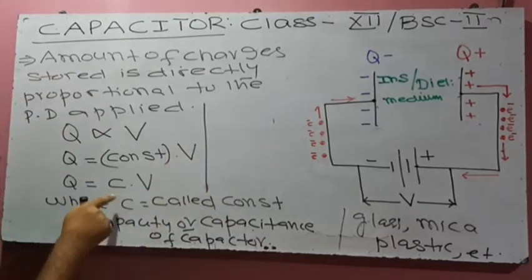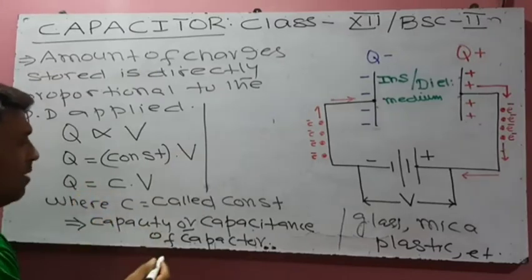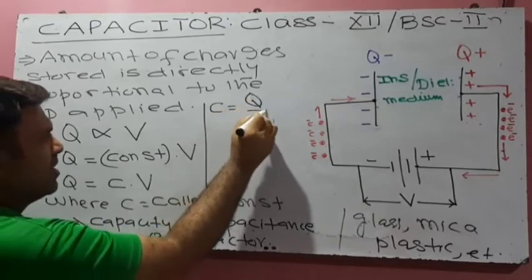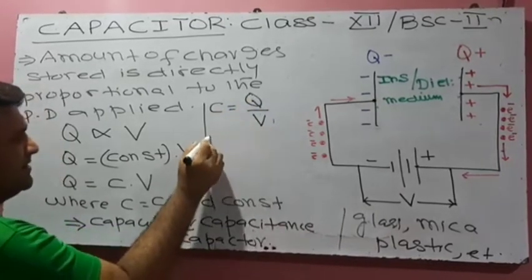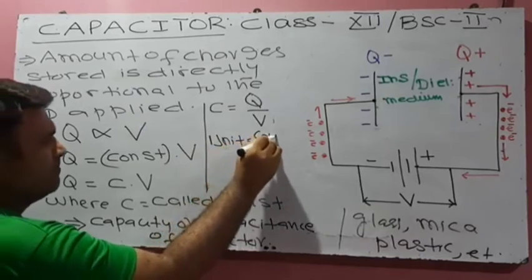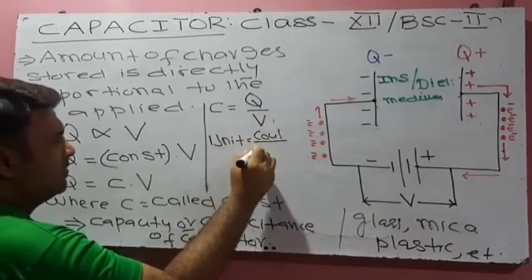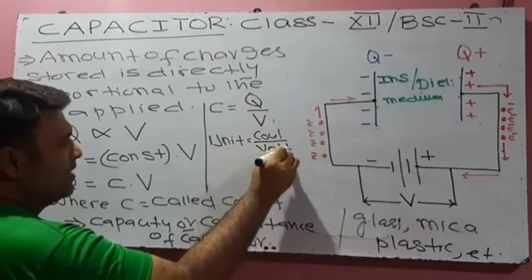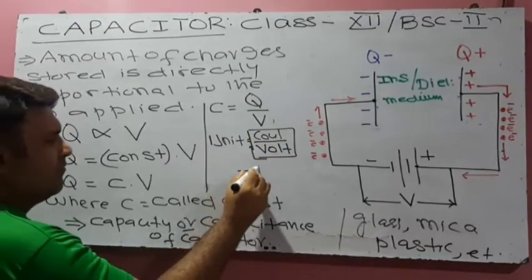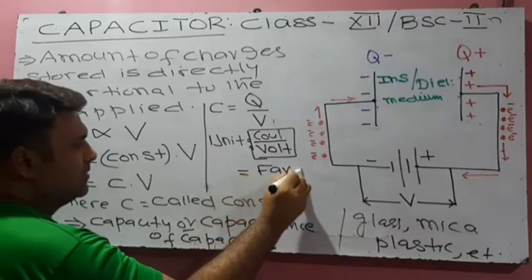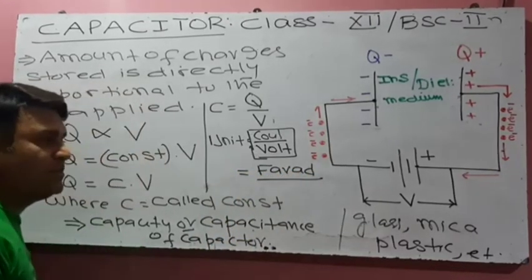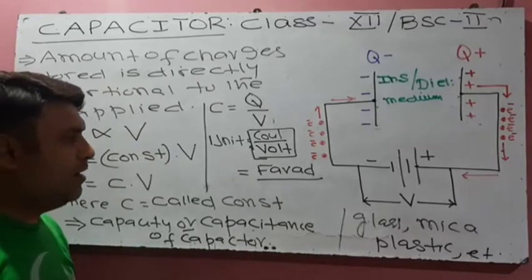The capacity of the capacitor can be rewritten as C is equal to Q upon V. Its unit is Coulomb upon volt, and Coulomb upon volt is equal to Farad. So the unit of capacitance is called the Farad.